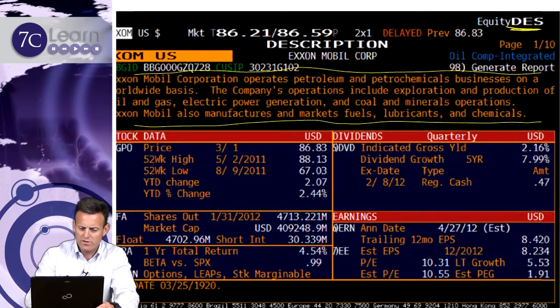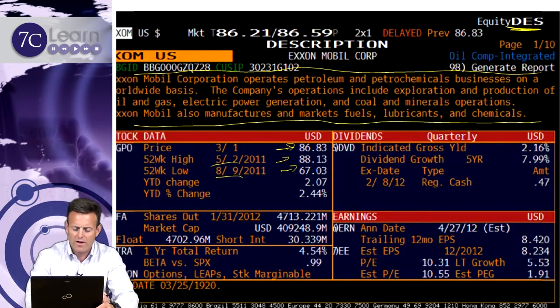Other key baseline information I would want: I get the share price, so we can see it's currently trading at $86.83. I also get a perspective of where it's been. I get the 52-week high, when it occurred, and the 52-week low, when it occurred, so now I get a sense of how the stock is trading. Right now, it looks like it's trading just off its highs.